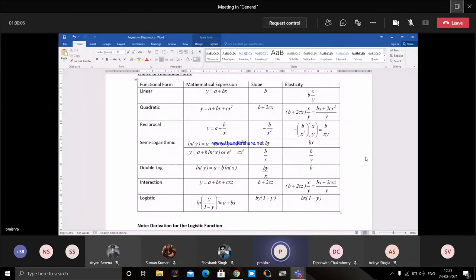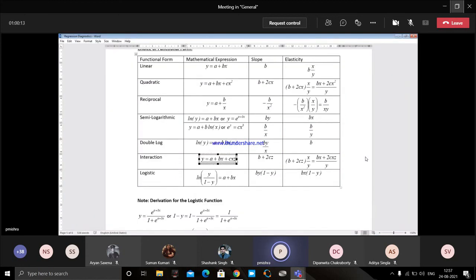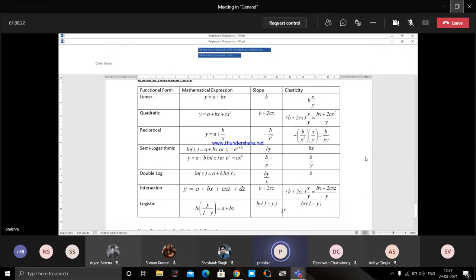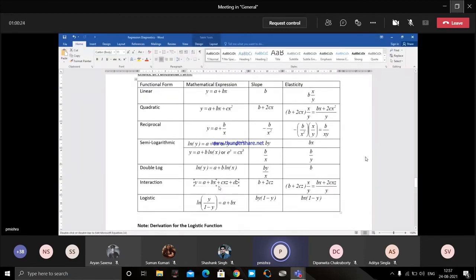But bringing in the interaction term, what you are saying, Shashank, and what Aditya was telling, is nothing but this. Now, Aditya, if you see, this is nothing but a dummy variable specification. Let us assume that Z is the dummy variable.